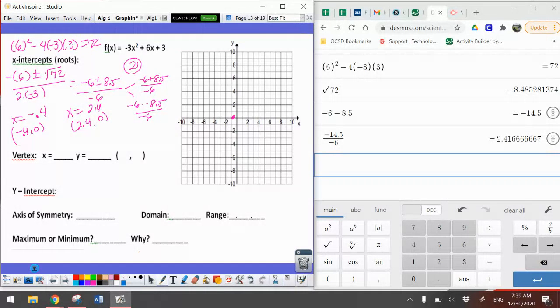So I'm going to go ahead and put those points on here. And remember, it's an estimate. They're both going to be kind of in the middle. Okay? All right.